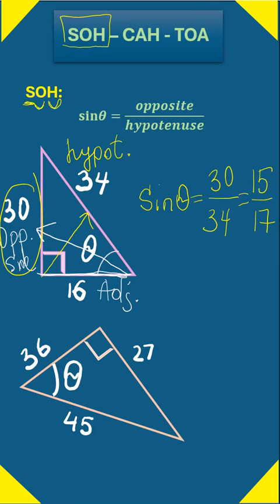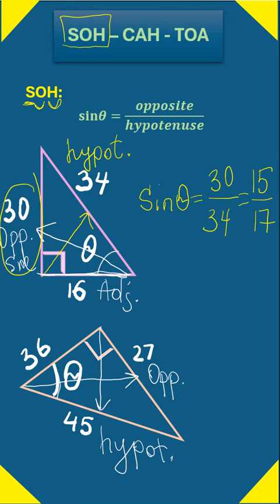The second example, we need to find sine theta. Where is the hypotenuse? The hypotenuse is the longest side, opposite 90 degrees. So it is the hypotenuse. Then we take our given angle theta to find the opposite and adjacent sides. The opposite side is 27, opposite the given angle. And the adjacent side must have a common part with the given angle. So it is adjacent.